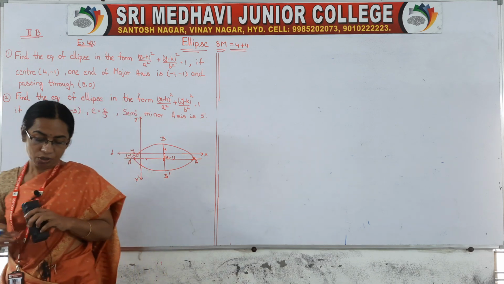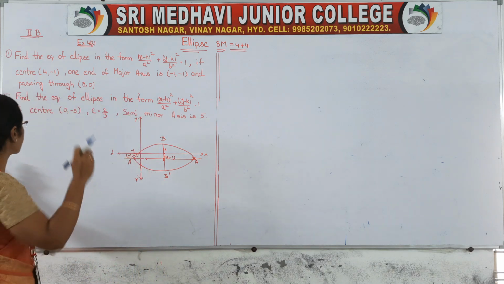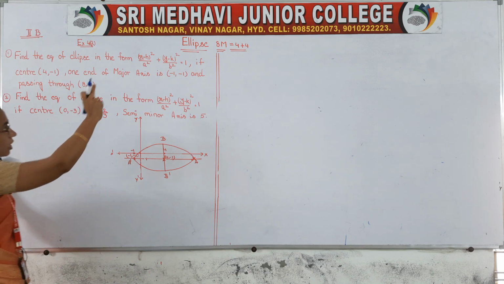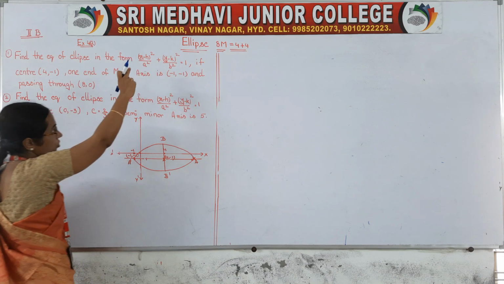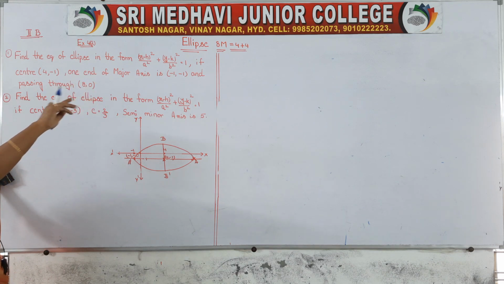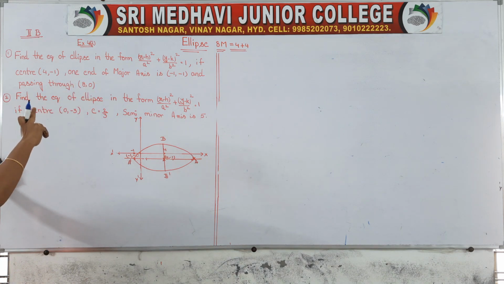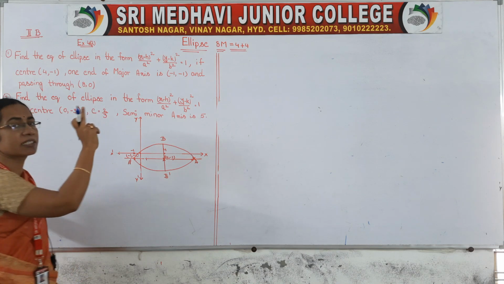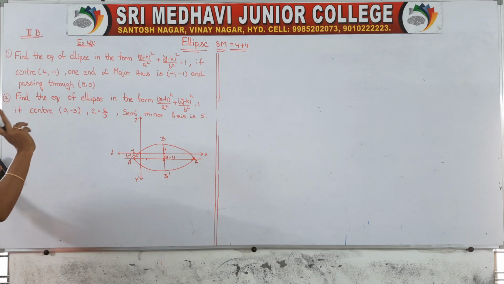Now come to today's questions, two questions again. Find the equation of the ellipse in the form, here also, (x minus h) whole square by a square plus (y minus k) whole square by b square is equal to 1. That means either third case or fourth case, right? If it is third case, major axis is a dash. If it is fourth case, your major axis is b dash, isn't it?